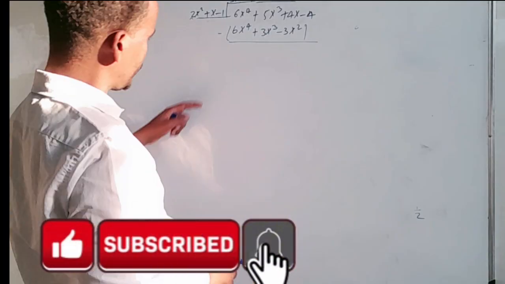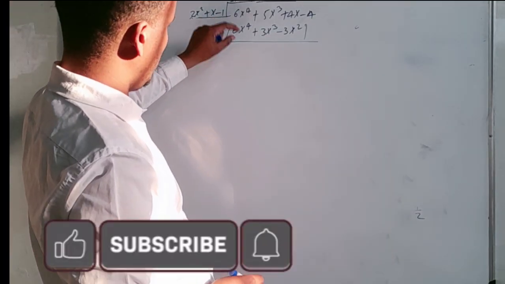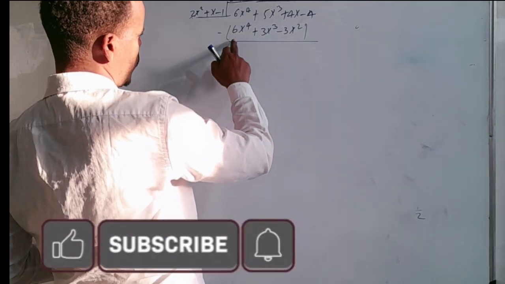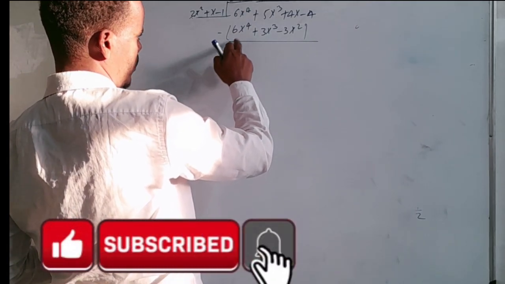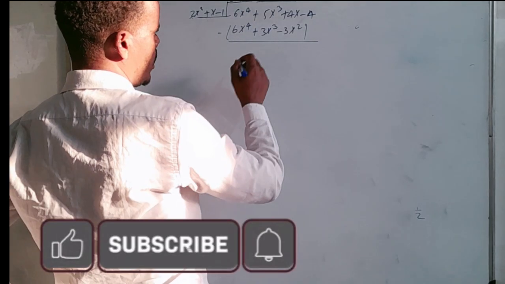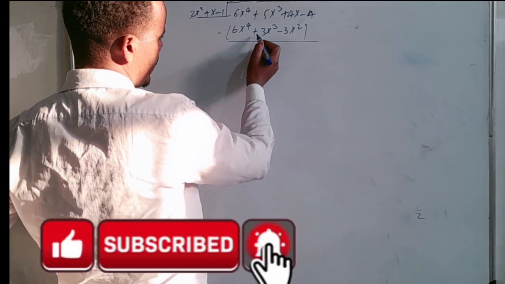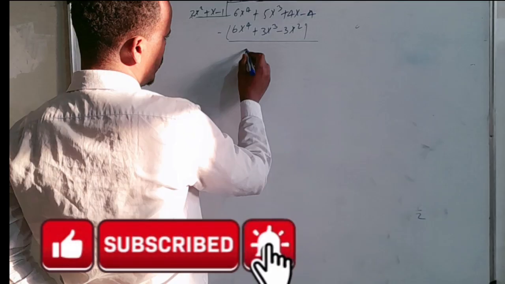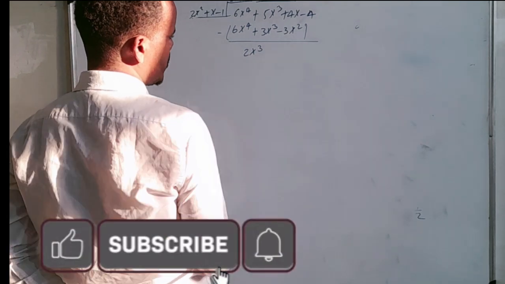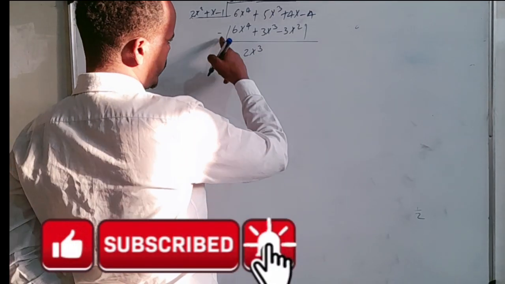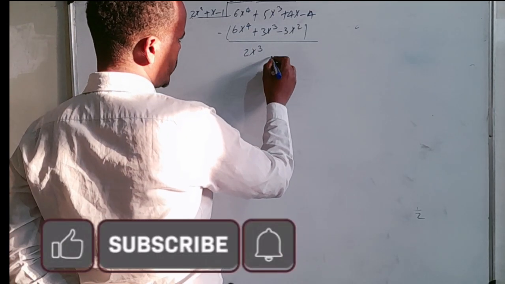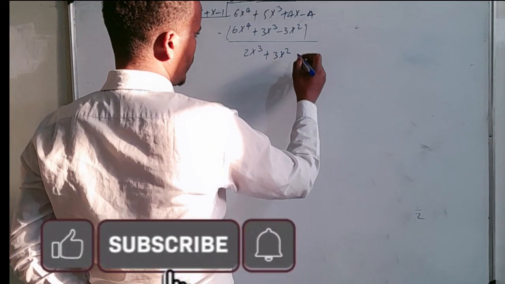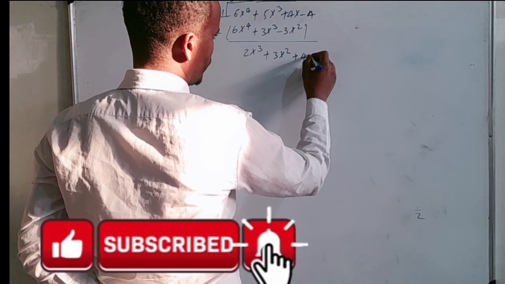Then add the two polynomials: 6x to the power of 4 minus 6x to the power of 4 is 0. Negative 5x cubed minus 3x cubed gives 2x cubed. Negative times negative is positive, which is 3x squared. Then plus 4x minus 4.